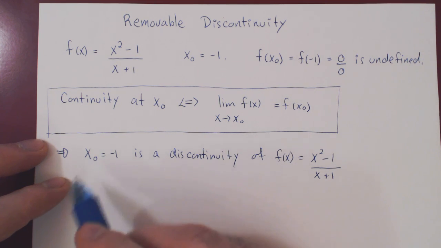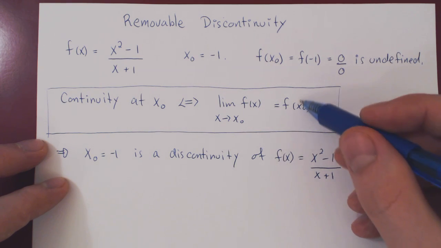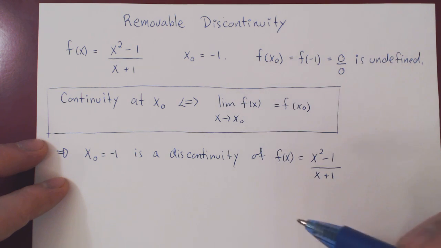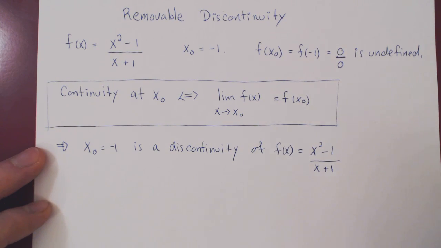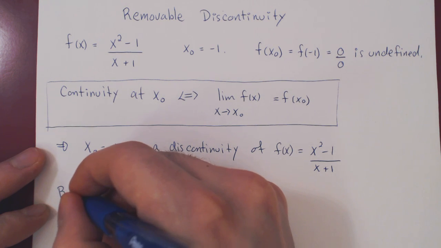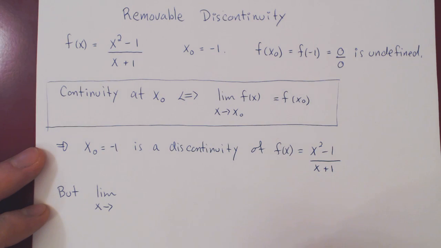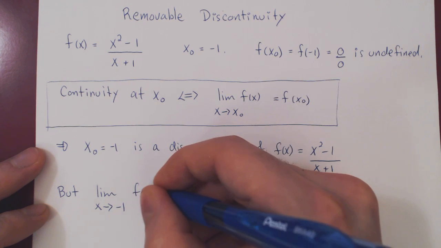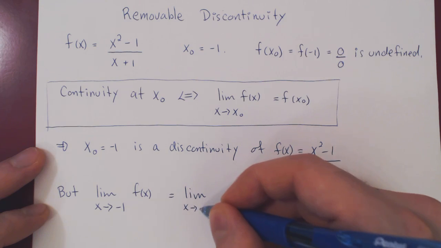Okay, I claim that this should be called a removable discontinuity. Well, let's see. We've already figured out that f of negative 1 is undefined. What about the limit? Let's see if this exists or not, and if it does, what we can do about it. So now we are letting x approach negative 1. Let's see what kind of limit we're dealing with.